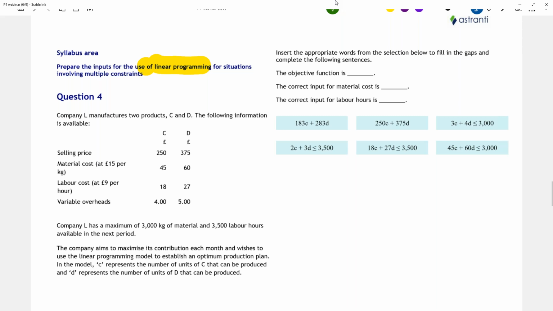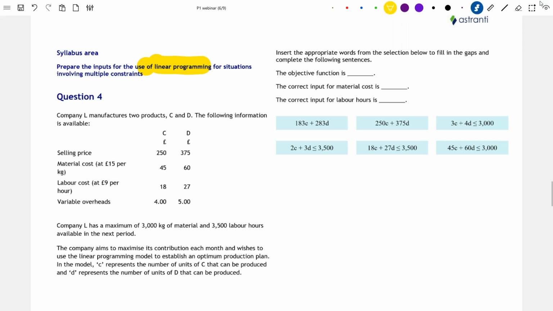So hopefully by the end of this, you'll be able to pick up those easy marks yourself. So we're told that a company manufactures 2 products, C and D, and we're given some information about the costs, the overheads, and the selling price in relation to these products, which we'll be coming back to in a moment.